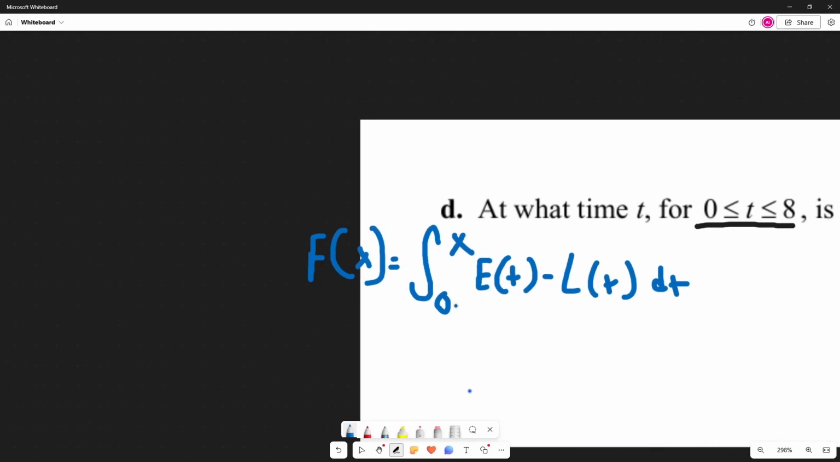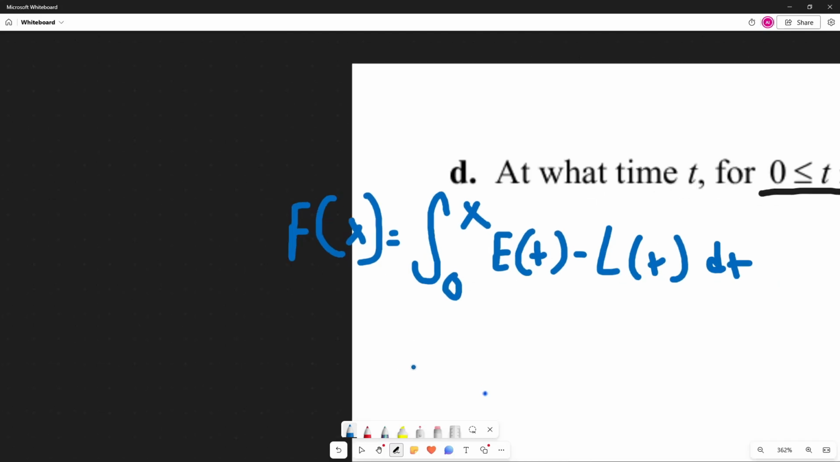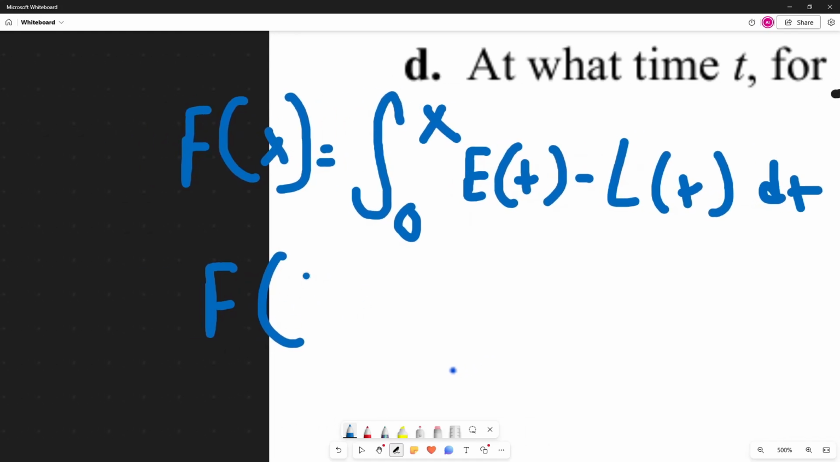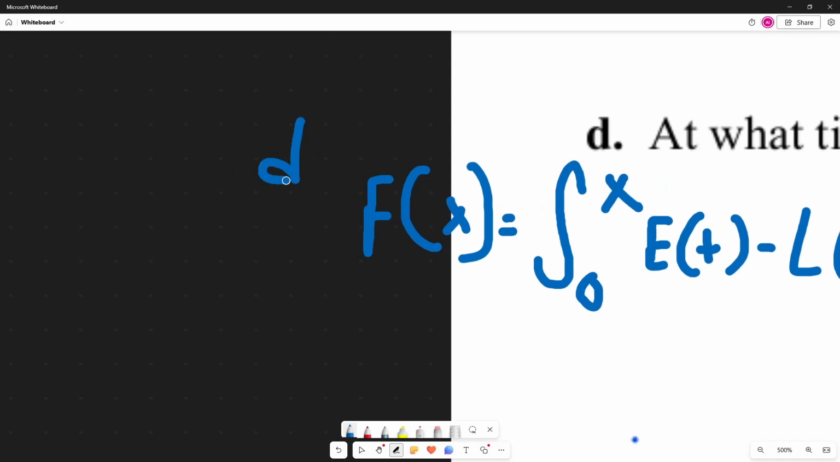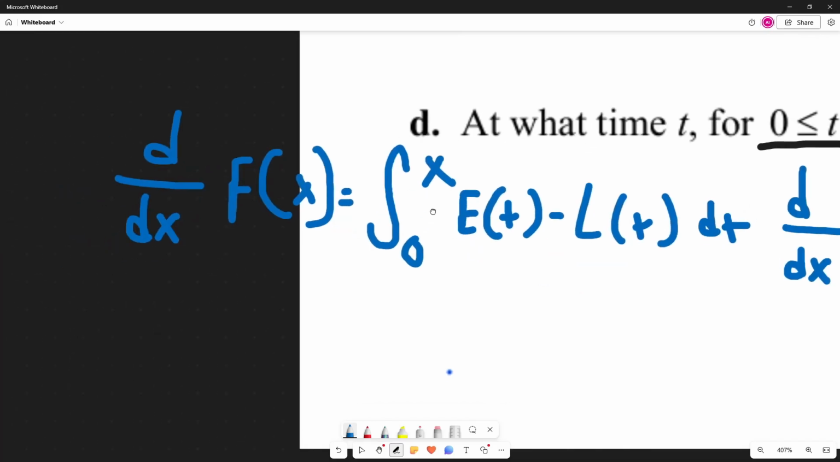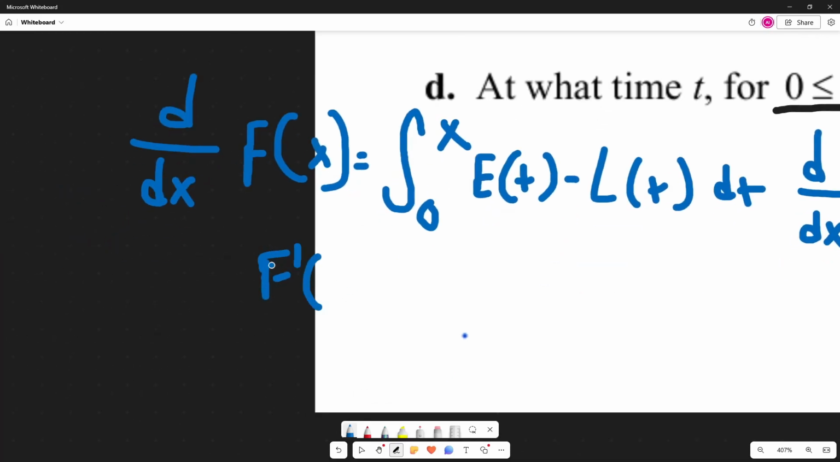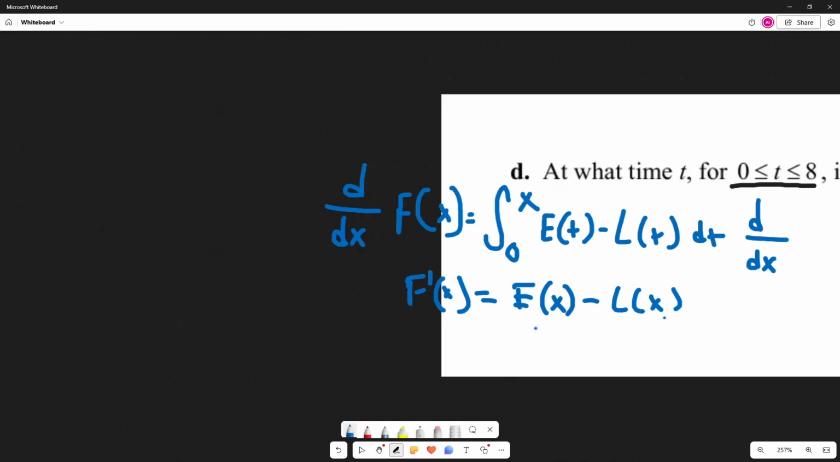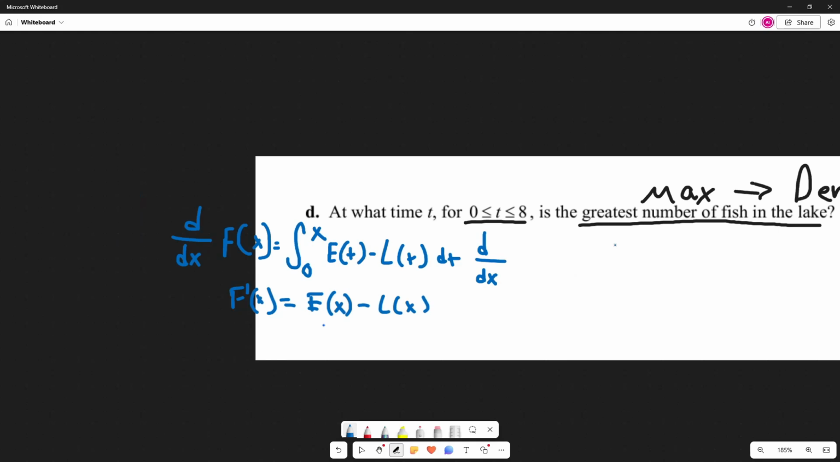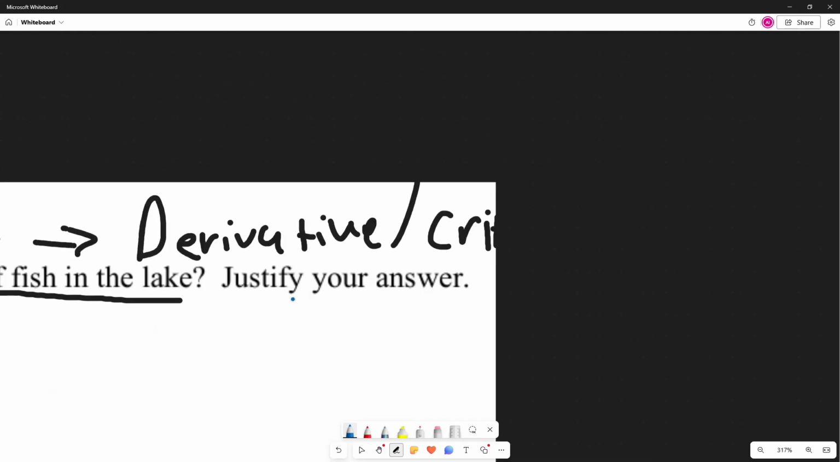And we know from the theorems of calculus that when we take the derivative of both sides, you get capital F prime of x just equals E of x minus L of x. We should know that because we did it. If you don't, now you know. So back to this with the max and the critical point.